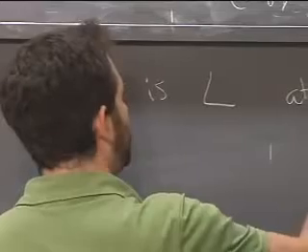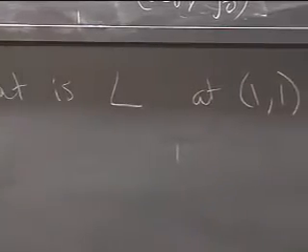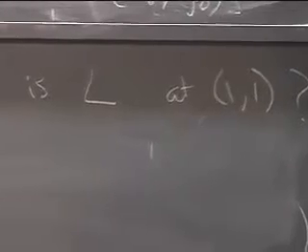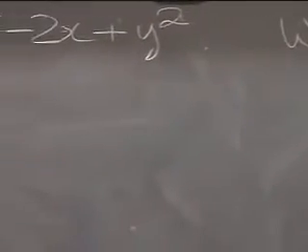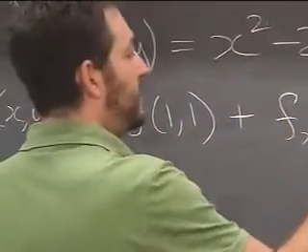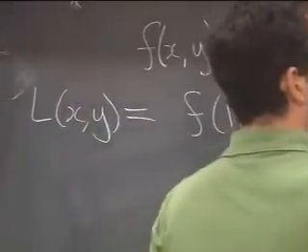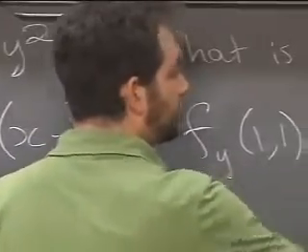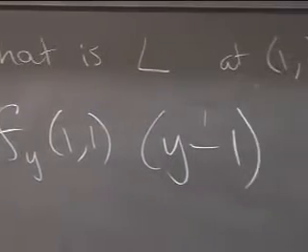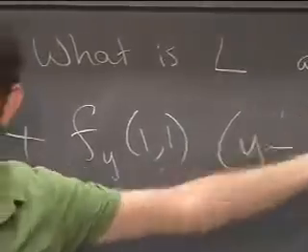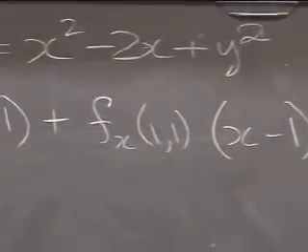L at 1, 1? Well, according to the formula, L of xy in general is equal to f of 1, 1 plus the x derivative at 1, 1 times x minus 1 plus the y derivative at 1, 1 times y minus 1. So it's a coincidence that these are both 1s here. It's because the point is 1, 1. If the point was 1, 2, say, then this would be a 1 and that would be a 2.